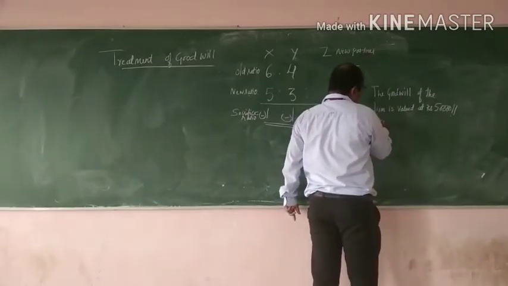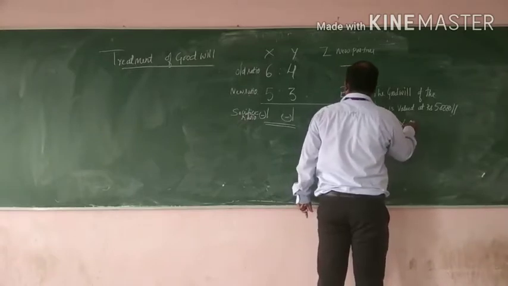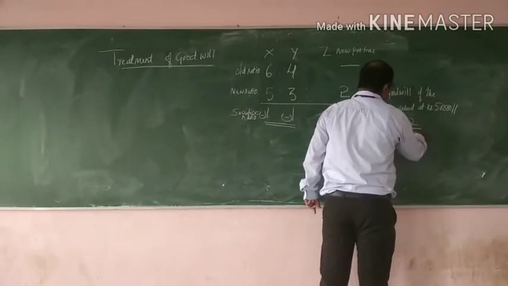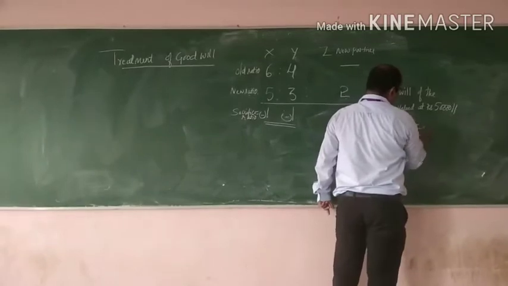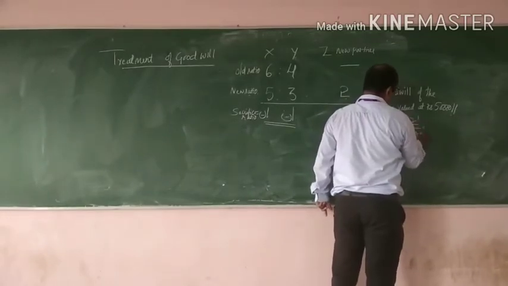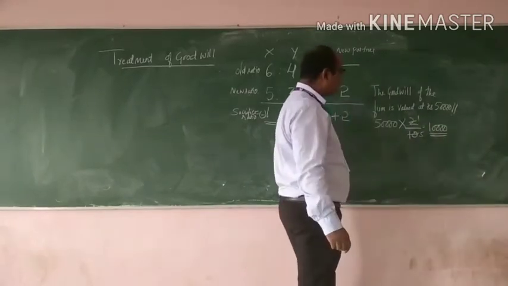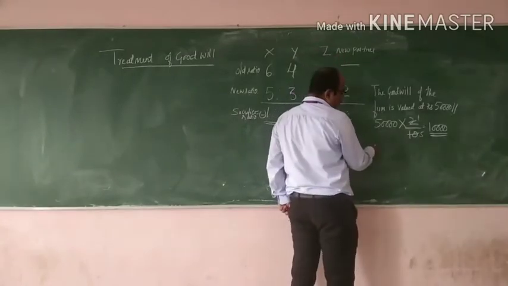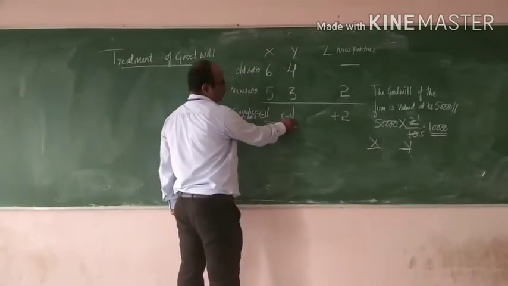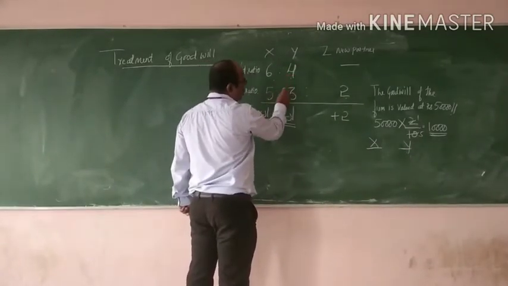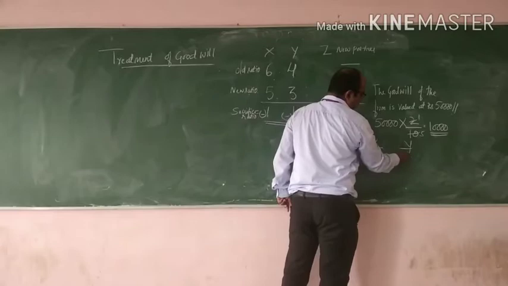So out of 50,000, how much should Z bring? His share is 2 by 10, because the new profit sharing ratio is 5:3:2. 2 by 10 is 1 by 5, which equals 10,000. And this 10,000 should be distributed among X and Y in the sacrifice ratio, not the old ratio, not the new ratio. That is 5,000 each.